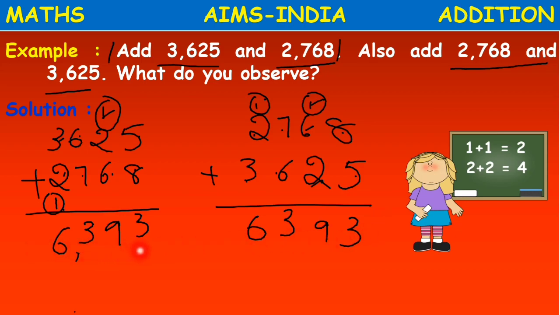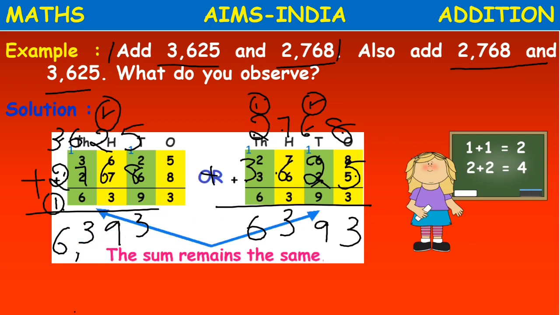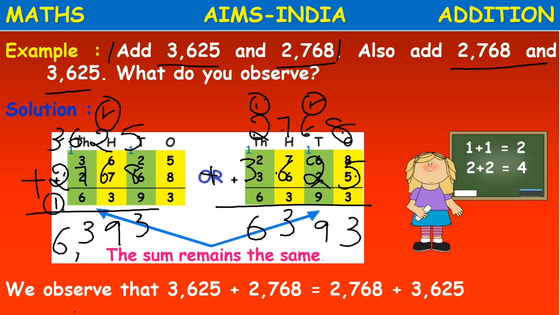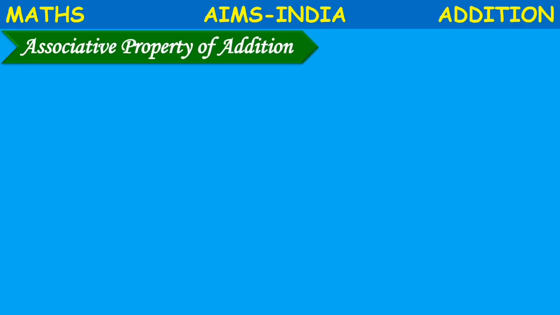Yes, children, the answer is 6393 only in both cases. The sum remains the same. So this is called the commutative property of addition. What did we observe? We observed that 3625 plus 2768 is equal to 2768 plus 3625. Yes, the order is changed but the sum remains the same. Understood, children? I hope this was clear.